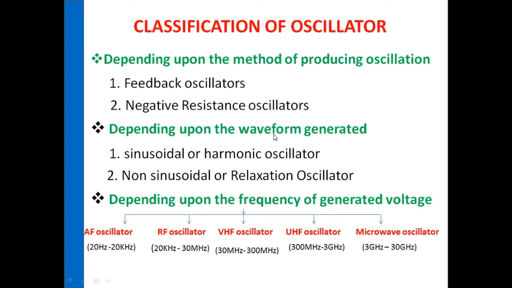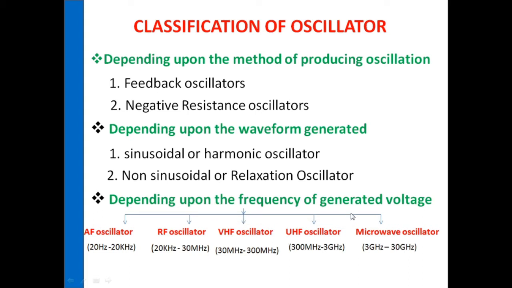Depending upon the waveform generated, the oscillator is classified into sinusoidal or harmonic oscillator, and non-sinusoidal or relaxation oscillator. Sinusoidal or harmonic means the output is sinusoidal. Examples are Hartley and Colpitts. As for non-sinusoidal or relaxation oscillator, one example is UJT. The output is not sinusoidal, it's a sweep-like form.